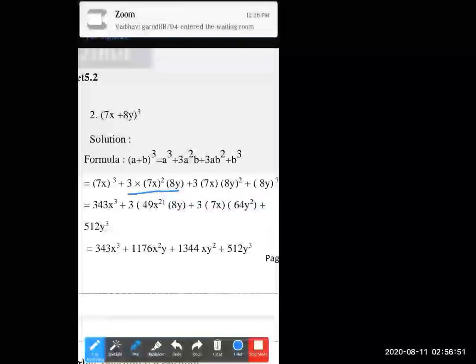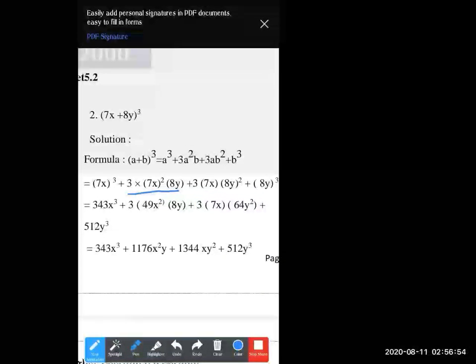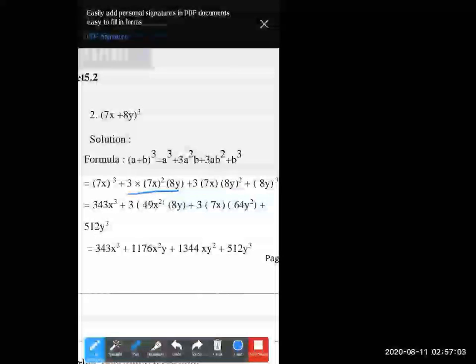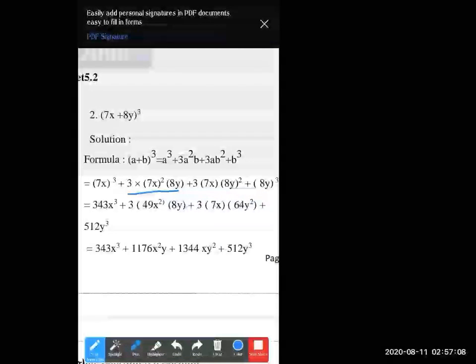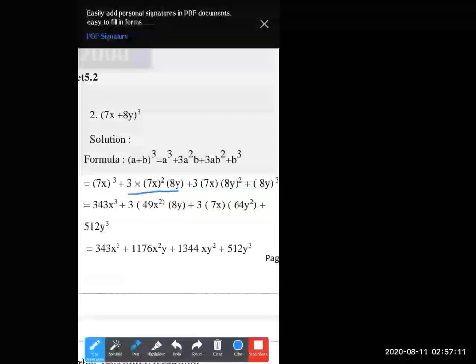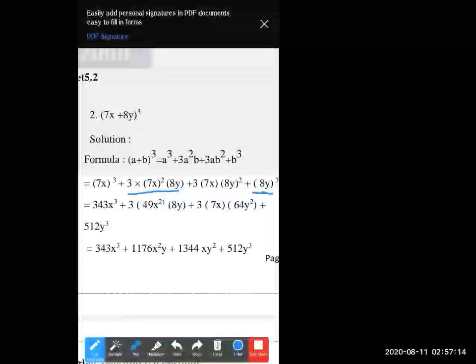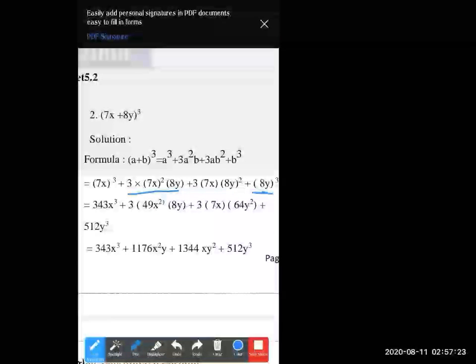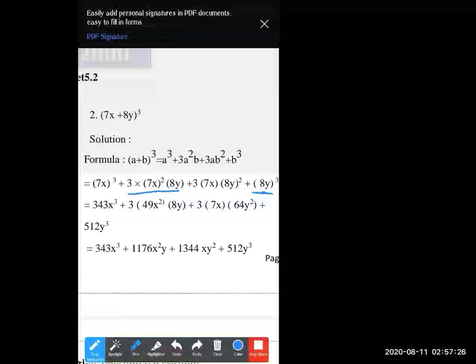I hope you people have understood. 3 into (7x) square. 7x ka square kya hota hai, 7 square is 49. So here we will write 49x square, then as it is into 8y, then plus 3 into 7x into. Now first we will split the square of 8. 8 ka square kya hota hai, 64. The square of 8 is 64y square, plus the last term is 8y cube. Now 8y cube means 8 into 8 into 8. 8 8s are 64. 64 into 8 becomes 512y cube.